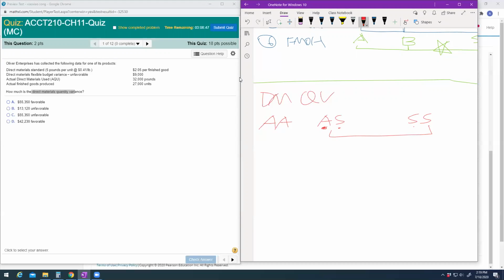Asking about, okay, so actual direct material we used is 32,000 pounds. Standard said 1 pound is 0.41, right? And the standard quantity should be, we produced 27,000, and each one we should use 5 pounds. And then we carry the same 41 cents. So I think that's it. So I do the calculation.